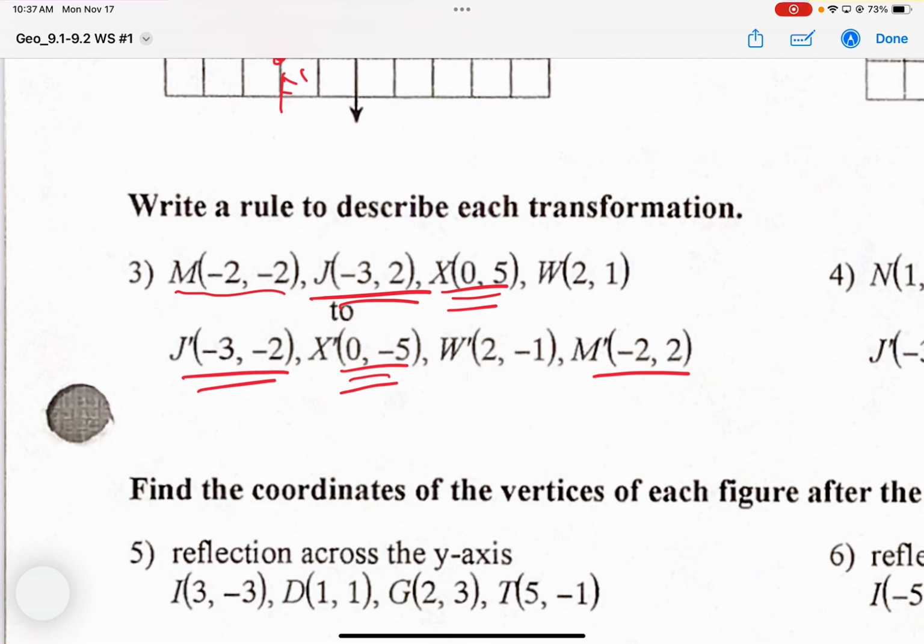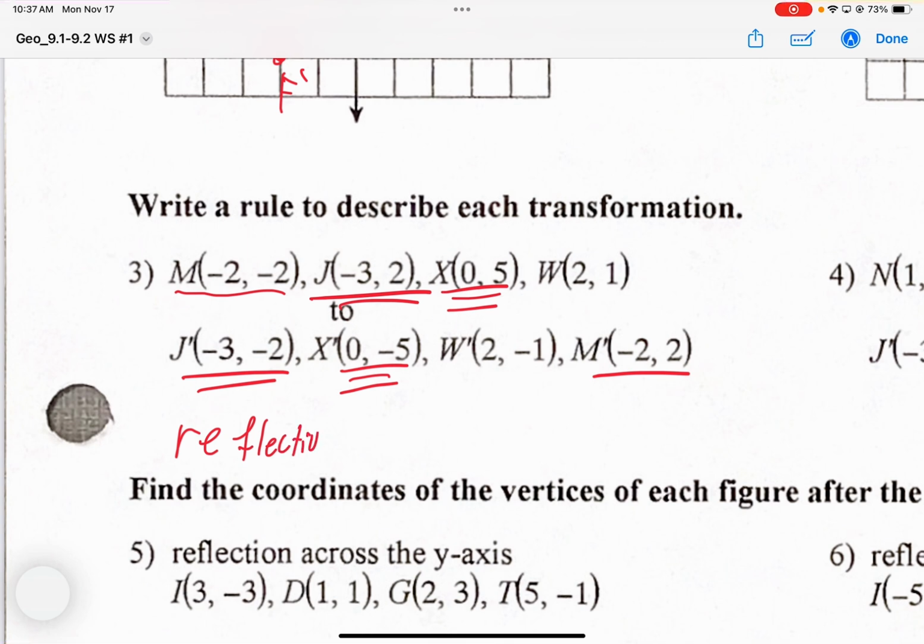The y does what? It changes sign. If it was initially negative, it becomes positive. If it was positive, it becomes negative. So what transformation causes a change of sign in my y-coordinate? Reflection over the x-axis. So that would be my rule.